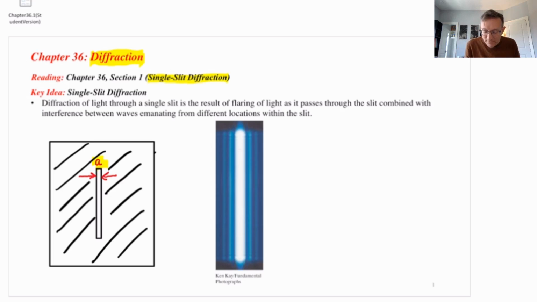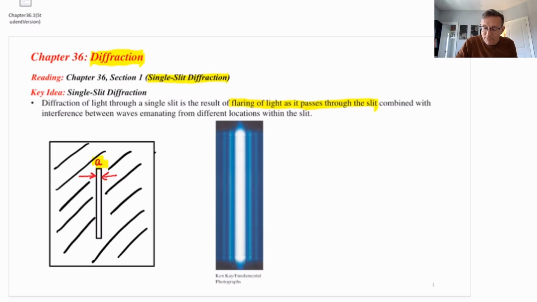Well, you have a combination of two main things, and those two things together are what we call diffraction. One of the things that happens is what we'll call flaring of the light as it passes through the slit. So when the light goes through this narrow slit, on the other side, the light wave fronts coming in that were planar, flat, now bow outward. They get some curvature.